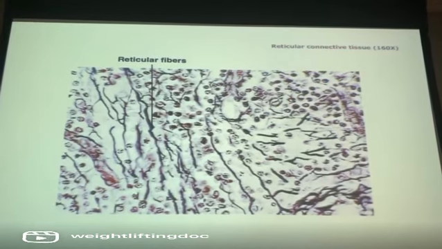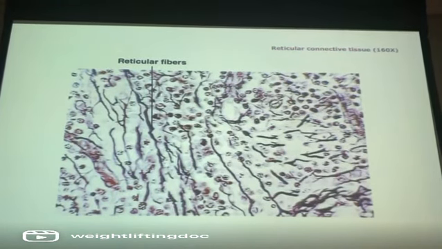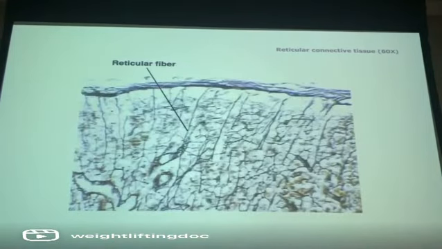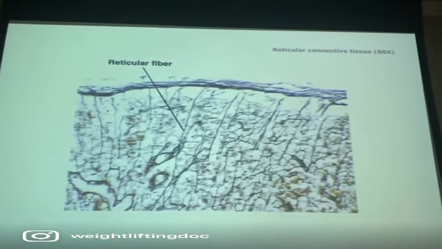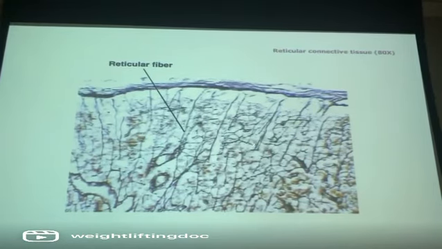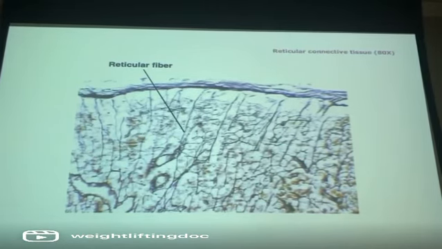If you know you're in reticular connective tissue, it tells you what fiber type it's going to be. This is another example. Now it's the end of fall, all the leaves have fallen off, right? And so these branches here, those are the reticular fibers of reticular connective tissue.